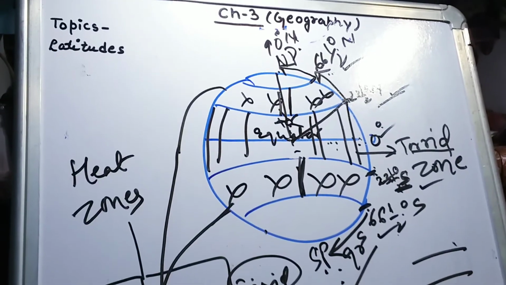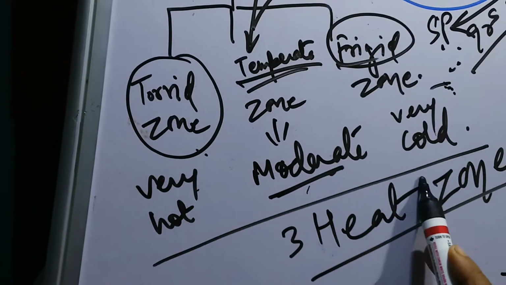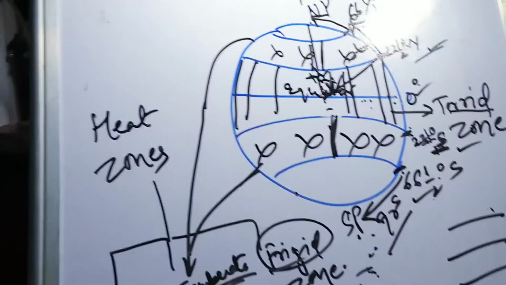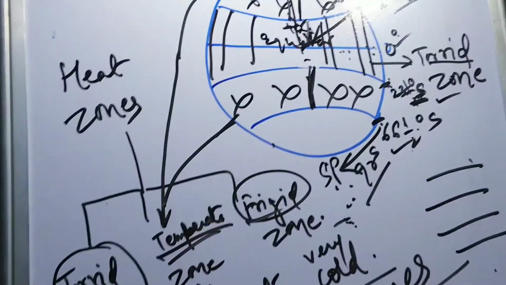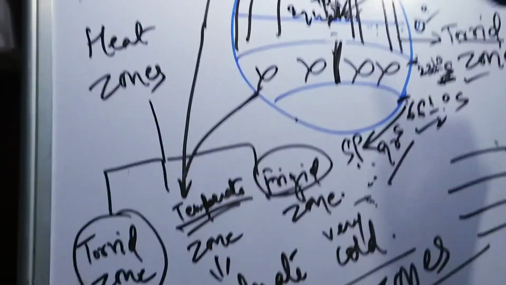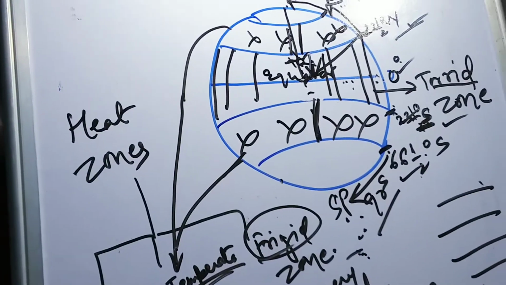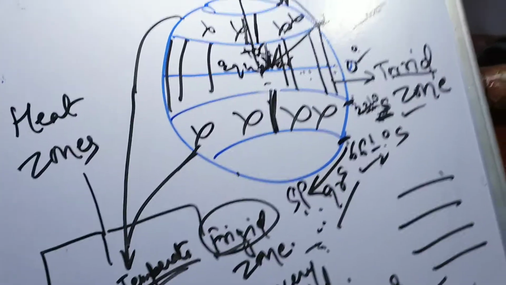Then we came to three heat zones: torrid zone, temperate zone and frigid zone. Torrid zone is very hot because the sun rays are directly falling on this area. It is overhead to the equator, so it is very hot and it lies between Tropic of Cancer and Tropic of Capricorn. This is the limit of this zone.